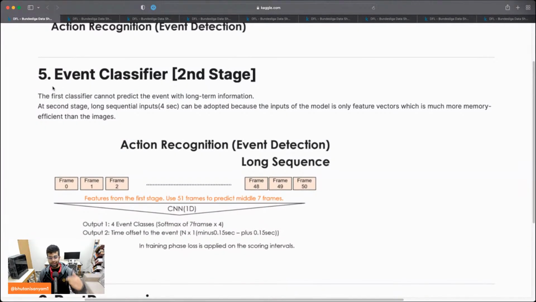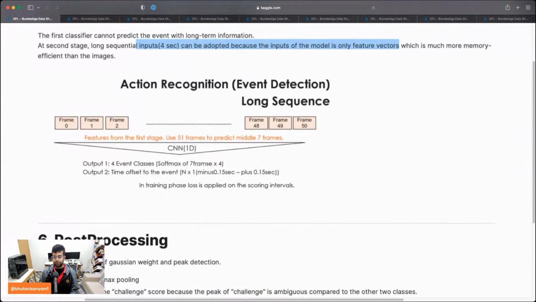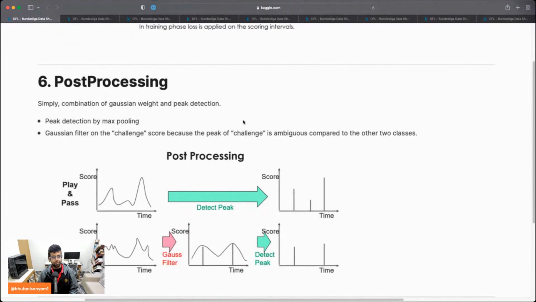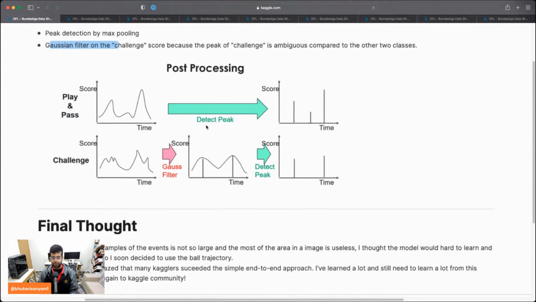Then there's a second stage event classifier. He says the first classifier cannot predict long-term information. So he uses 4 second intervals that can be adopted because the inputs are only feature vectors. So he extracts the feature vectors, I assume, from the previous stage and passes them into the next stage. For post processing, he did peak detection by max pooling and Gaussian filtering on the challenge score. And then he shows the plot of how this works.